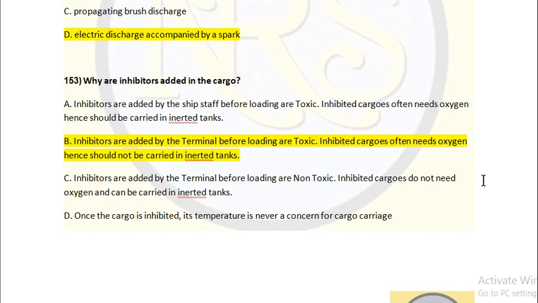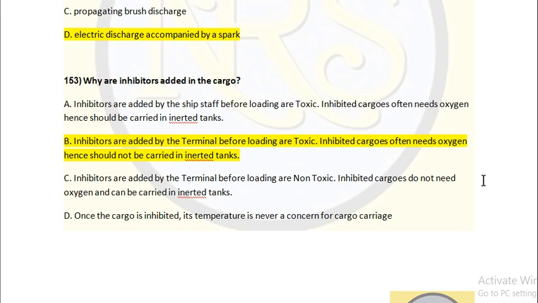For question number 153, the correct answer is option B. Inhibitors are added by the terminal before loading, which are toxic in nature. Inhibited cargoes often need oxygen, hence should not be carried in inerted tank.